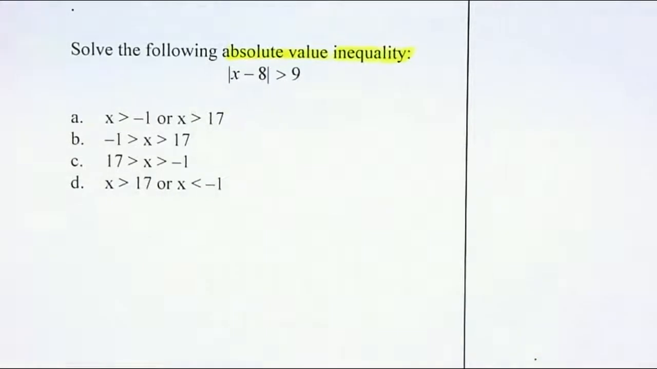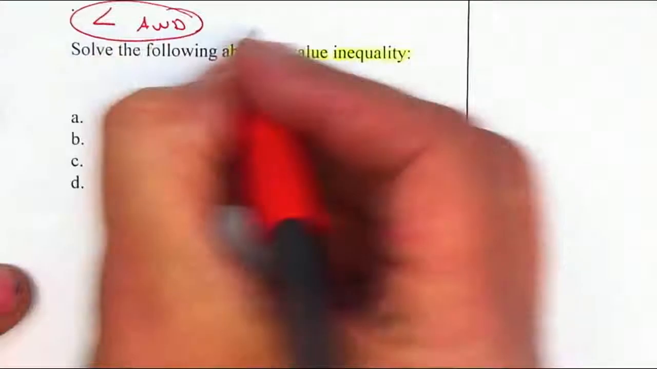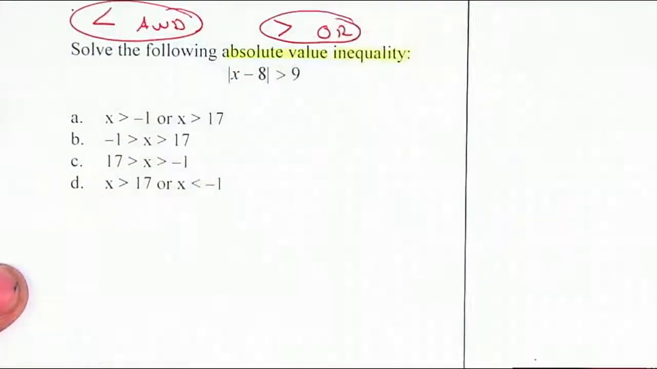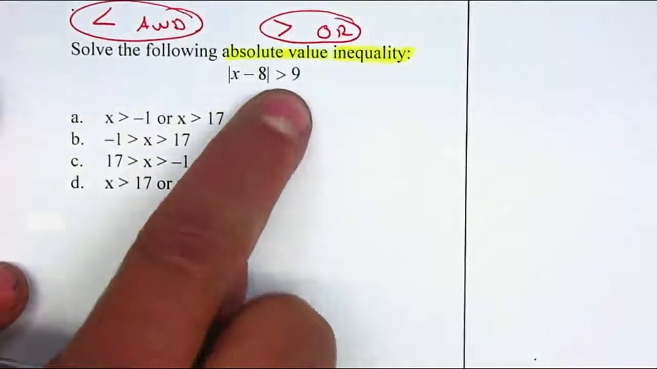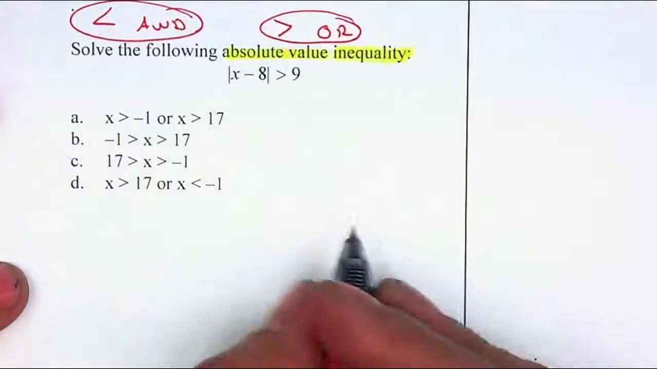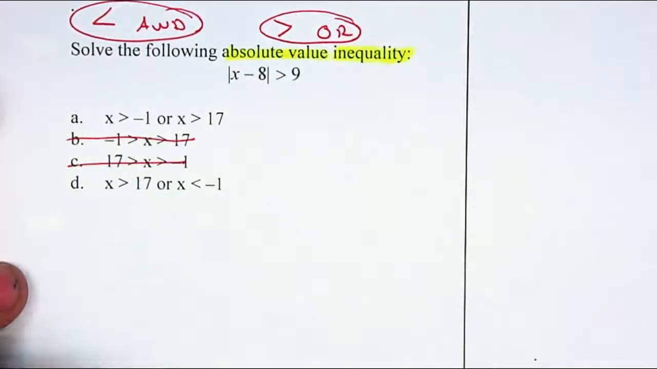One of the things that you should have memorized by now is that if it's less than, it's an and. If it's greater than, it's an or. In this case, this is greater, so therefore it's going to be an or. So I can cancel the ands, which are B and C. And now I just need to go through the process to solve it.